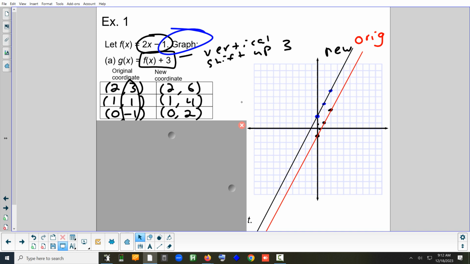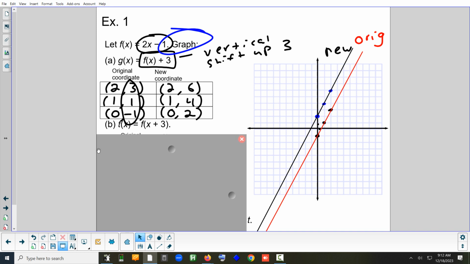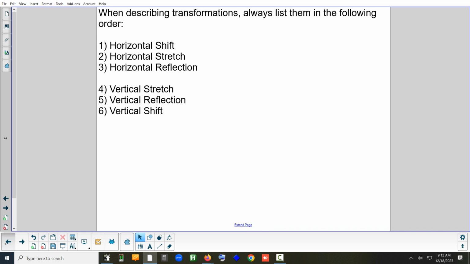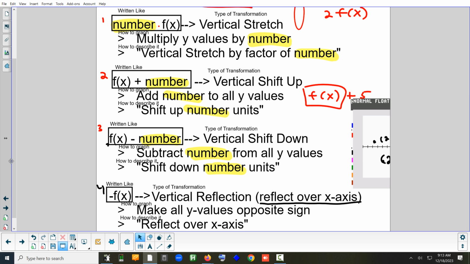Any question on that one? Now, adding a number inside the parentheses. Do we have one in our table that looks like that yet? Look at the 4 boxes. Is there one that has plus a number and it's inside the parentheses? What do you think? No, not yet. We haven't done plus a number inside. So I'm going to show you the other transformations, which are all the horizontals.